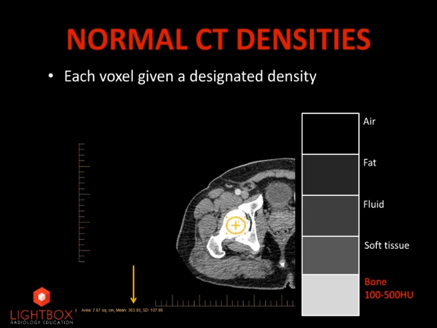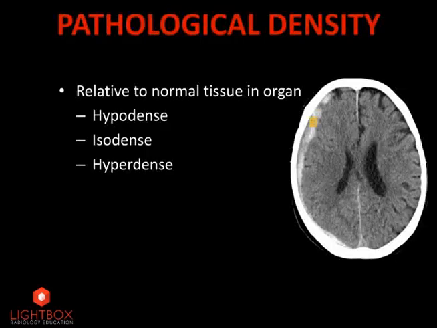An elliptical region of interest can be used to measure the specific density of an abnormality. Alternatively, density can be described relative to the normal tissue of origin. Hypodense means darker, and hyperdense whiter than the adjacent normal tissue. This axial CT demonstrates a hyperdense right subdural hematoma.